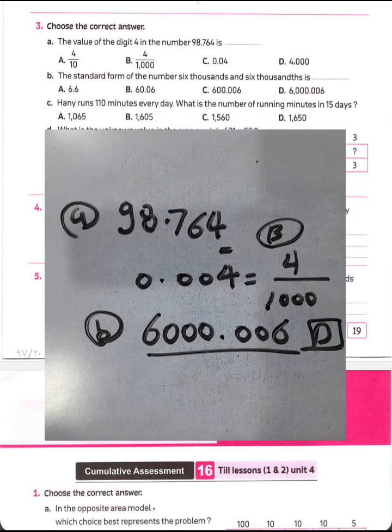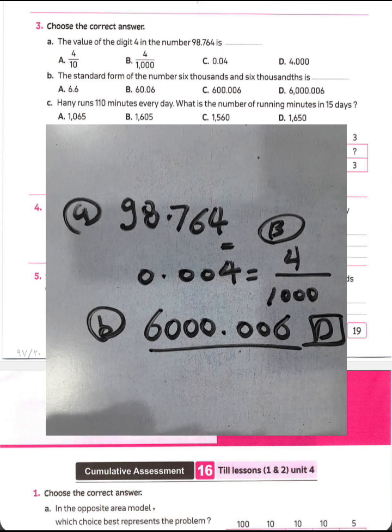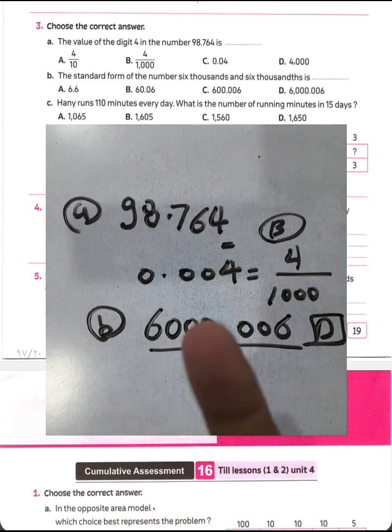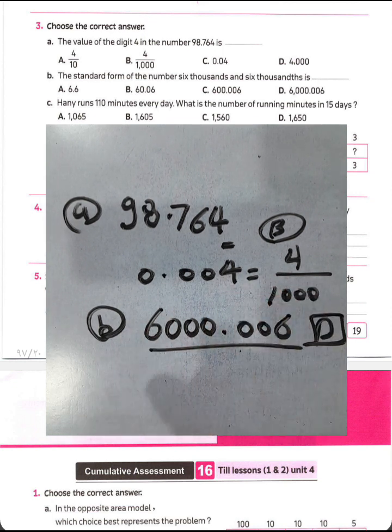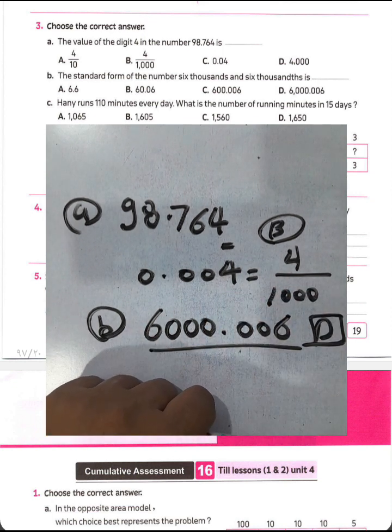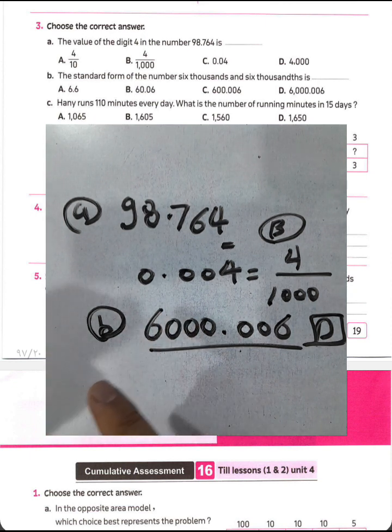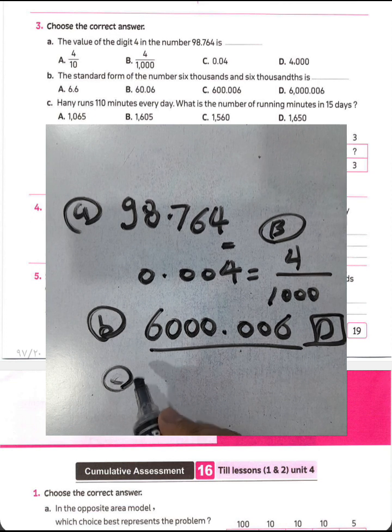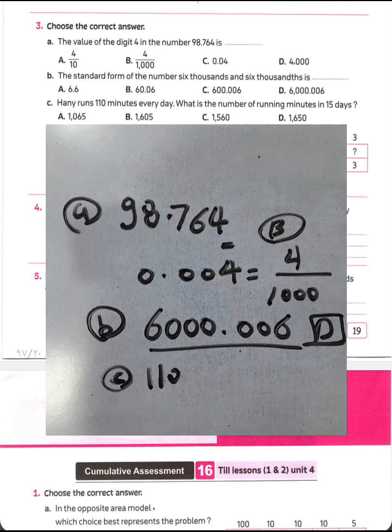Question letter C. Hani runs 110 minutes every day. What is the number of running minutes in 15 days? Again, Hani runs 110 minutes every day. In one day, he runs 110 minutes. Okay. What is the number of running minutes in 15 days? We can find the total by multiplication. The number of running minutes in 15 days equals 110 multiplied by 15.